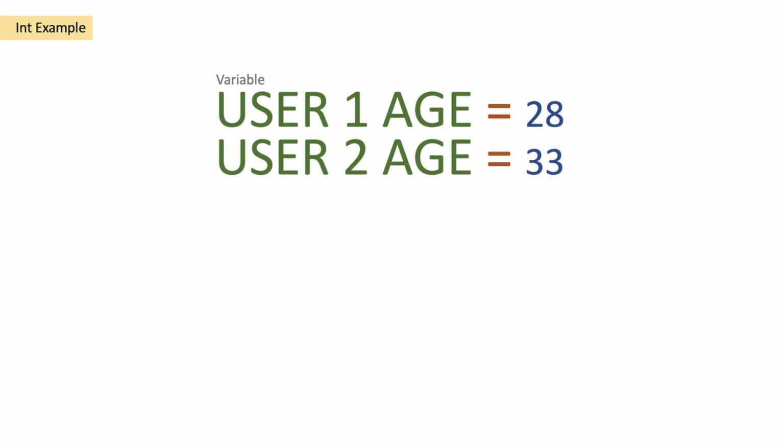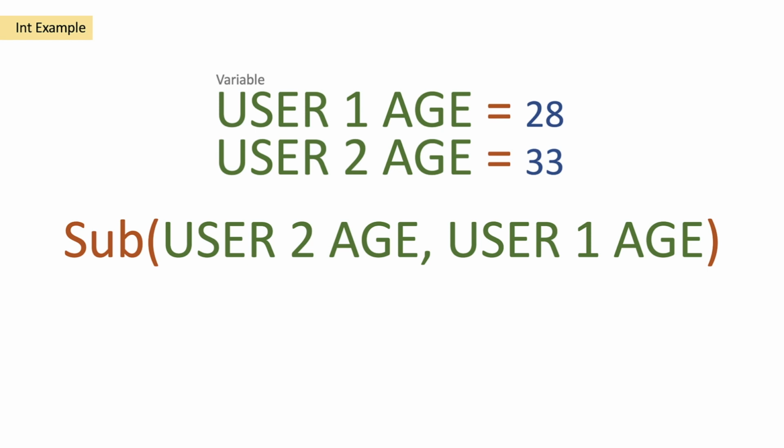We have two variables. User1age, which is an integer variable of 28, and user2age, which is an integer variable of 33. Now, what if we wanted to find the difference? We wanted to subtract 28 from 33.